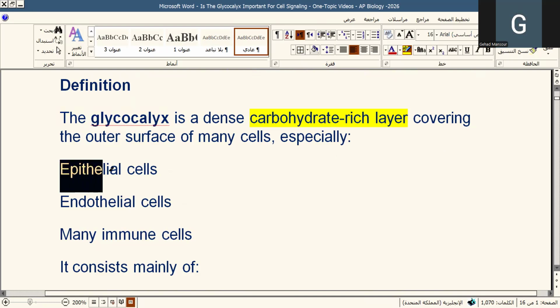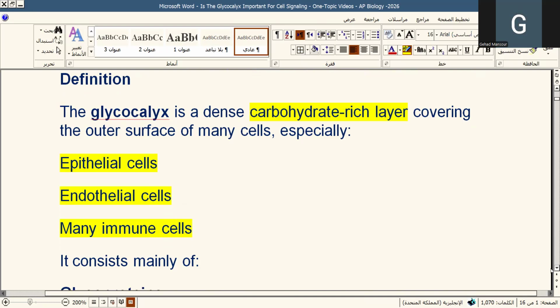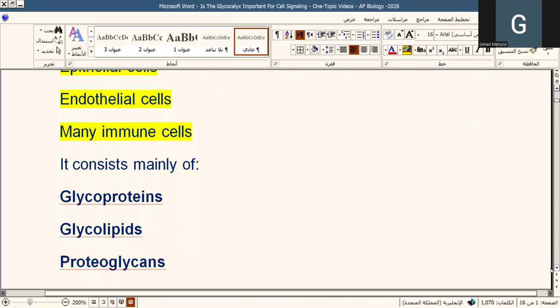You can find it on top of epithelial cells. And you know that the epithelial cells are the cells that cover the outer surfaces, or on top of the endothelial cells. And you know that the endothelial cells are the cells that line the inner cavities, like, for example, the lumen of a blood vessel. You can also find the glycocalyx on top of many immune cells like the macrophage or the lymphocytes.